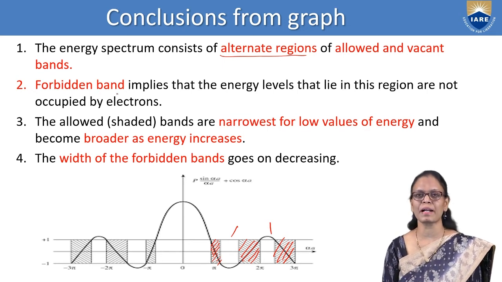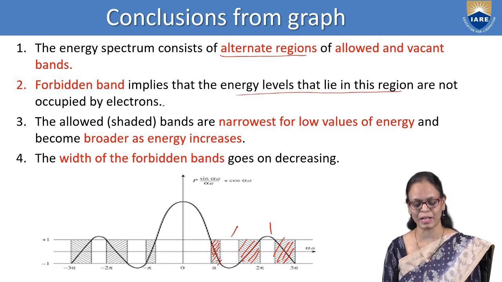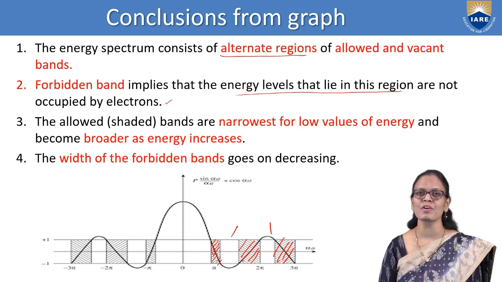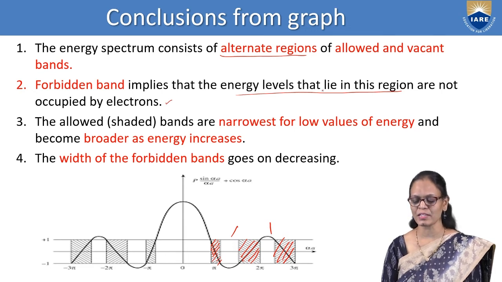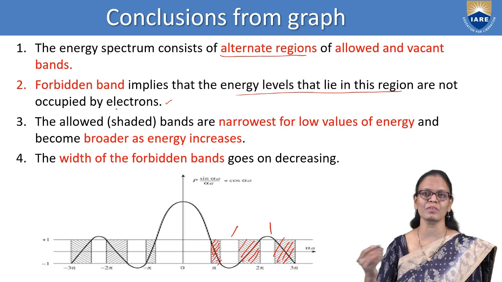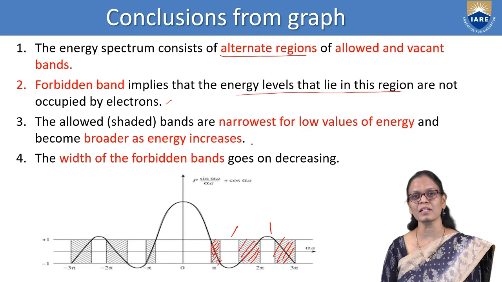What does the forbidden band imply? It implies that the energy levels that lie in that region are not occupied by electrons. Means you cannot find the electrons in such forbidden bands. So, the allowed bands are narrowest for lower energy values and become broader as the energy increases.